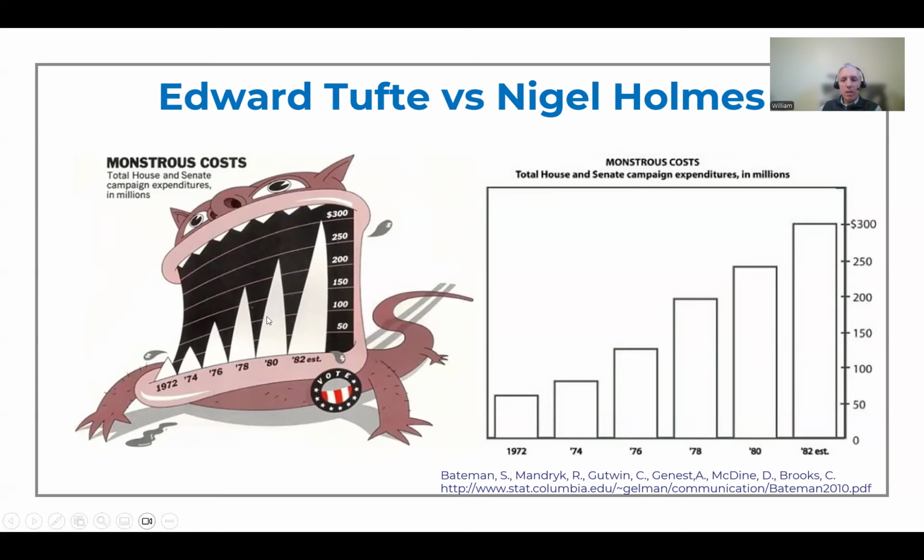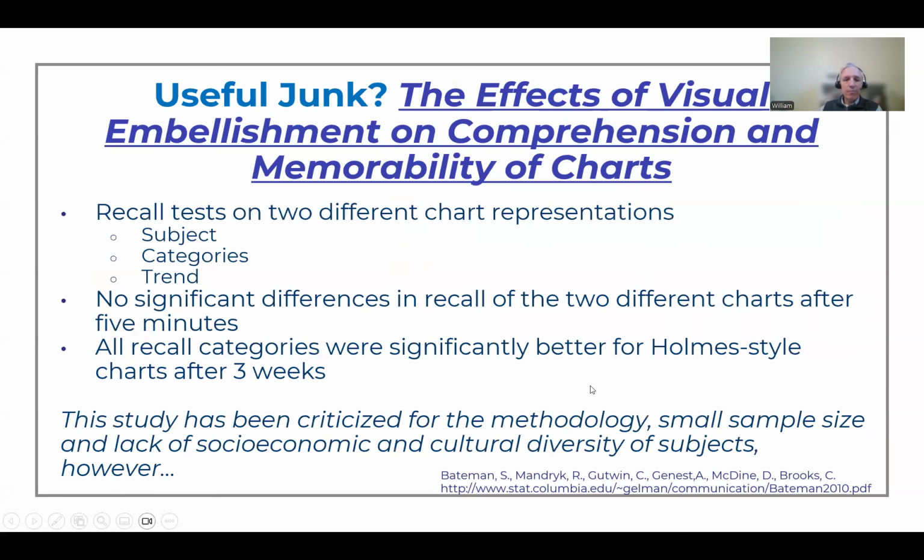And so this chart, the reason this chart sticks with me is because it's so visually arresting. Whereas this chart is kind of humdrum, and it's already a humdrum subject. I probably don't remember that much about it. Now, I'll mention that the study's been criticized for its methodology, and it had a small sample size, and a lack of cultural diversity, socioeconomic diversity of the subjects. However, it's a pretty compelling thought.